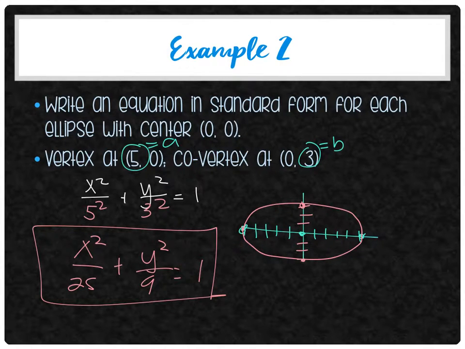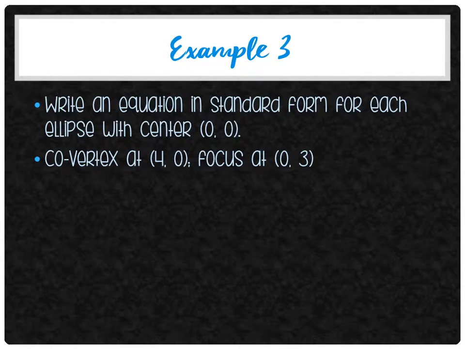Good so far? Okay, so now this one gives you a little bit different piece of information. It says, same set of directions, write the equation in standard form for each ellipse with a center of 0, 0, but this time it gives me the co-vertex is 4, 0, and the focus is 0, 3. So what letter does the co-vertex give you? B, okay? The A is the vertex, so the 4 is the B. What letter does the focus give you? C. We still have to have the A. So do you remember the relationship between those three?